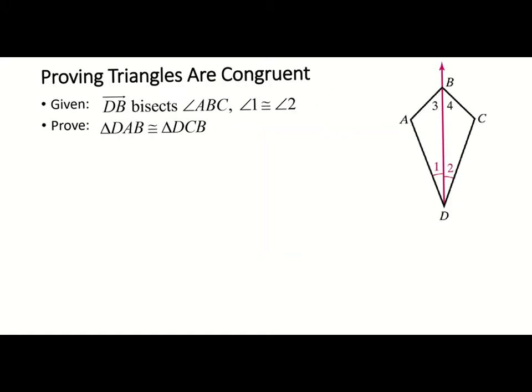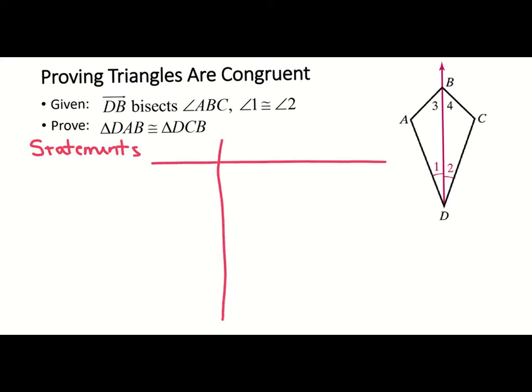All right, so we are going to work to prove these two triangles are congruent. The first thing I'm going to do, put my statements and reasons. Okay, so the first one is going to be our given, and we know that ray DB bisects angle ABC, and that is a given. And I'm going to put that one first.